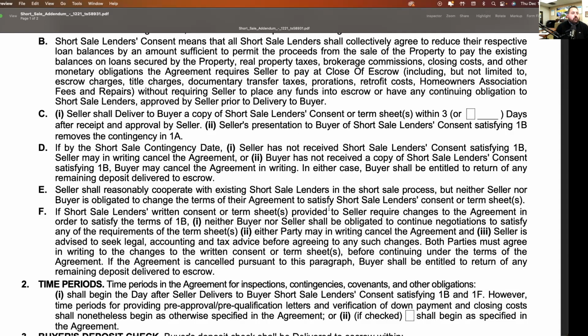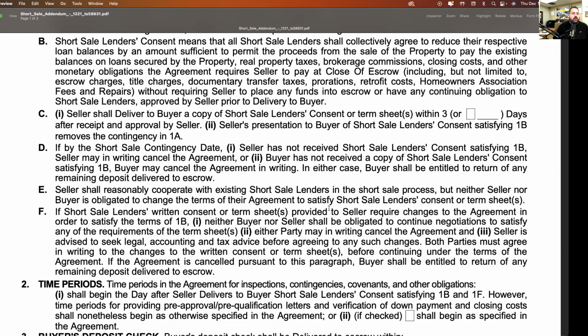Seller shall reasonably cooperate with existing short sale lenders in the short sale process, but neither seller nor buyer is obligated to change the terms of their agreement to satisfy short sale lender's consent or term sheet, which means I offer you the $450,000 that the property is worth, and the short sale lender says, look, if you guys could give me X amount or raise the sales price to this amount, you don't have to. You're not required to do that to get the consent. All we're looking for is consent on the terms that were already agreed upon.